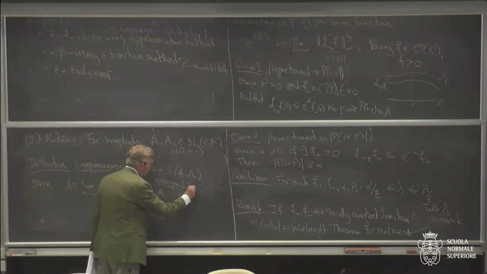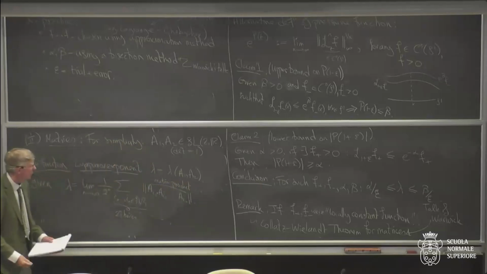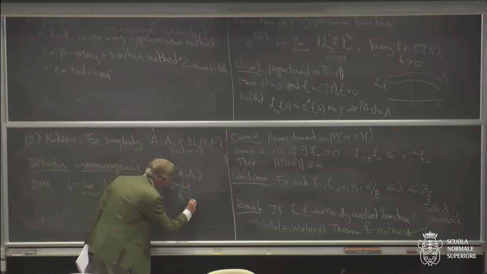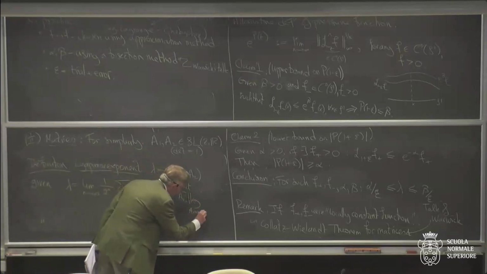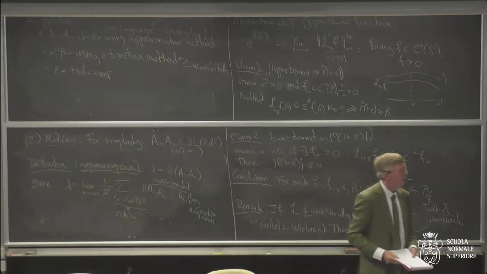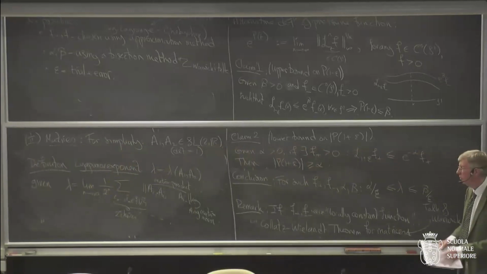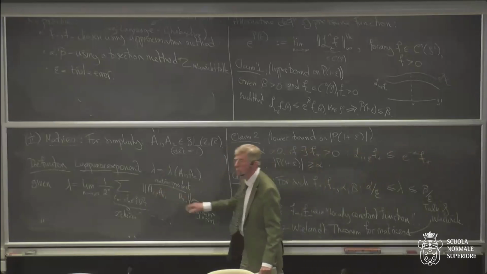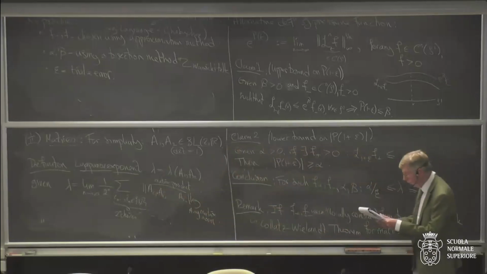And the idea is that this limit will exist by some subadditivity stuff, and it's equal to lambda. And this is just a matrix norm, but I can take any one I like. It all comes out in the wash. So give me 2 matrices, and then I can associate the Lyapunov exponent, which is a kind of average growth rate of the norms of these products. That's morally what it is.